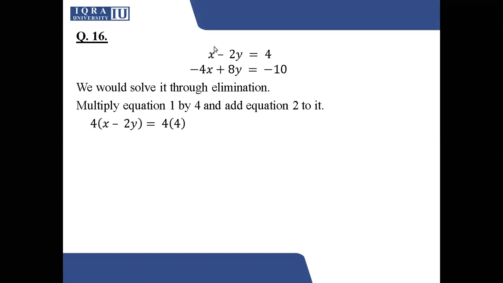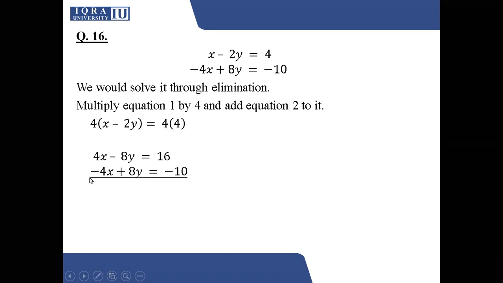This is the first equation, right? And I have written it as it is right down here. 4x minus 2y equals to 4 times 4, right? When you simplify this, what do you get? 4x minus 8y equals to 16. And then you have to bring the second equation right down and add those two equations, as it is.